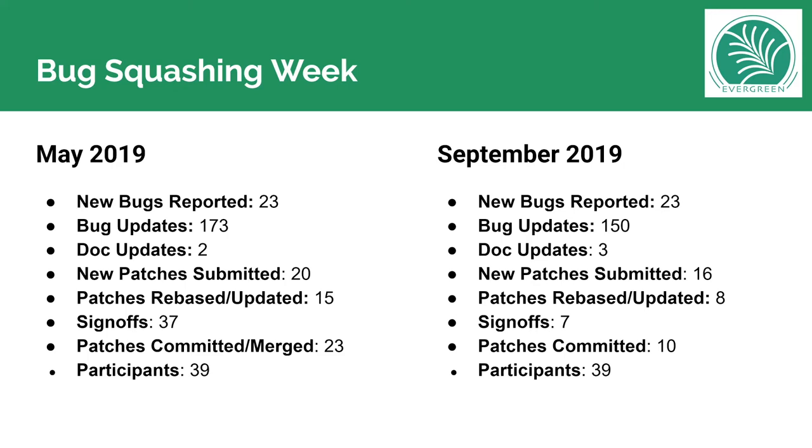So there were two primary bug squashing weeks since the previous conference, one in May 2019 and another in September. There was also an effort to do one in March, although world events kind of ran into that. So what happens during the bug squashing week?